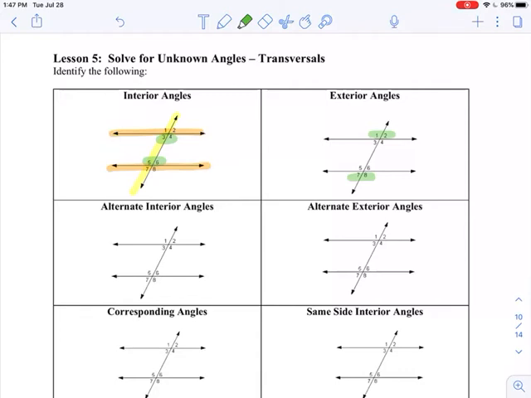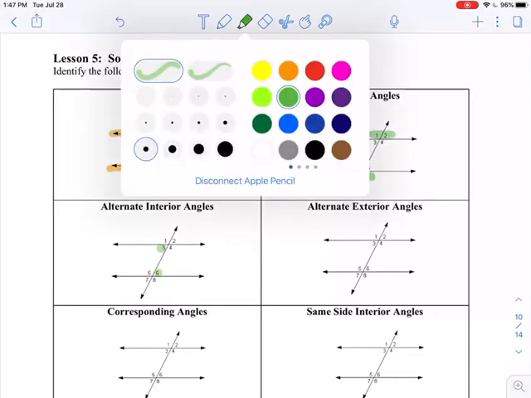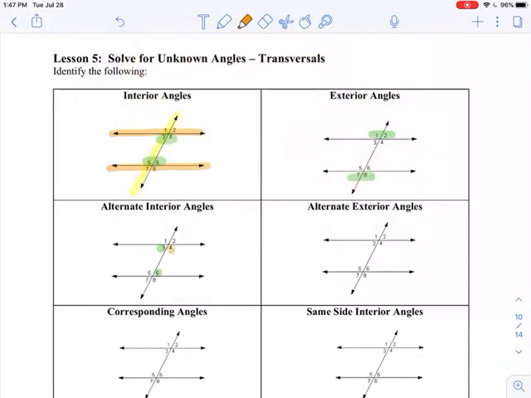Now the next one, alternate interior angles. Alternate interior angles like angle 3 and angle 6 right there. They're interior, but they're on opposite sides of that transversal. And angle 4 and angle 5 are also alternate interior angles. Now we're going to learn this down below, but alternate interior angles are congruent. So angle 3 is congruent to angle 6, and angle 4 is congruent to angle 5.